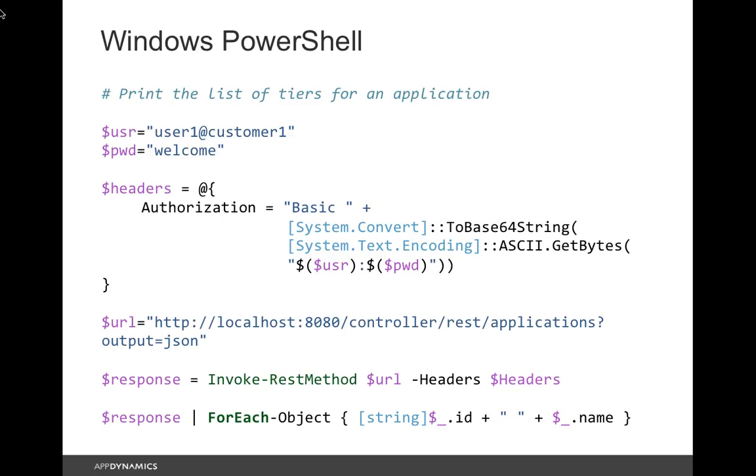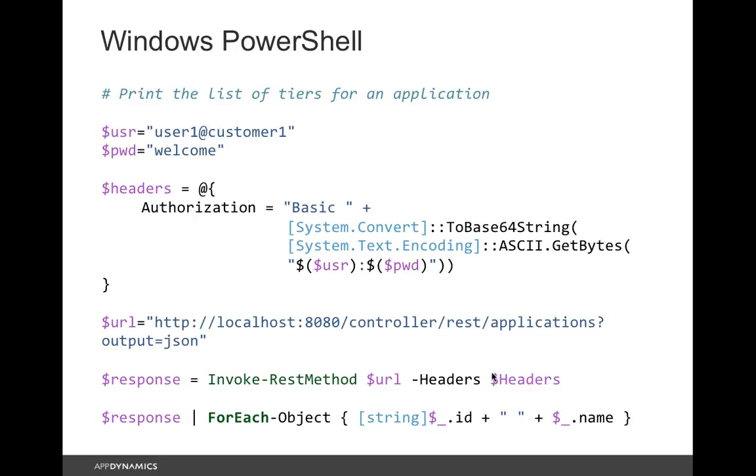So I can do the same thing in PowerShell on Windows. You can see here this is a simple script. I've got my username and password at the top, and then I build the HTTP authentication, and there's the URL to the controller again on localhost.